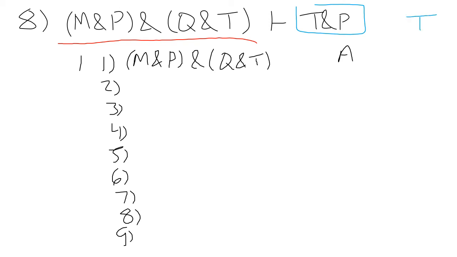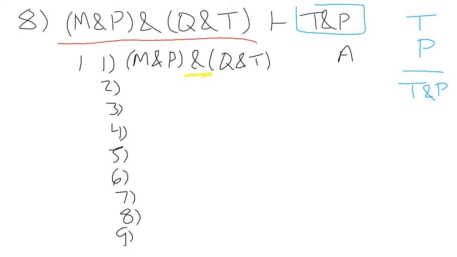Well, we need to find the T by itself, we need to find the P by itself, and then we can introduce the ampersand between them and build it that way. I don't have any of these letters by themselves yet, so let's just see what I can do here on this first premise. First things first, let's identify the main operator. Our main operator is our ampersand. So what's our ampersand rule say?